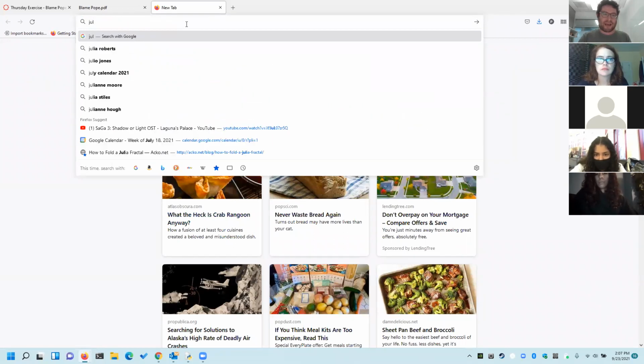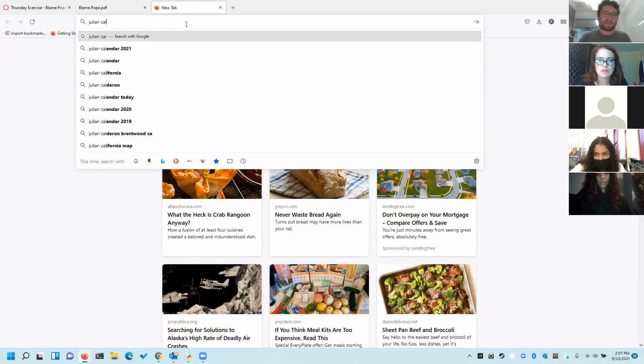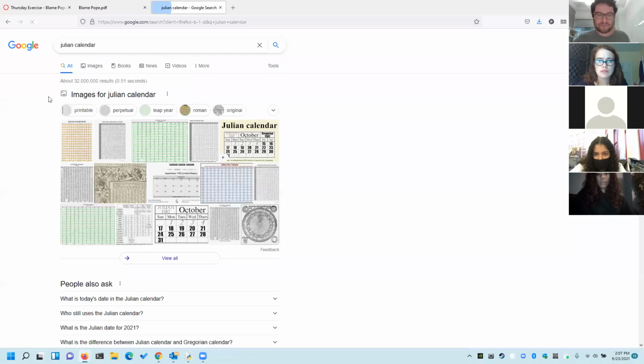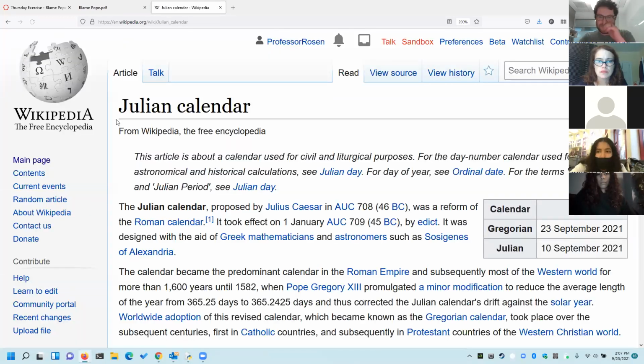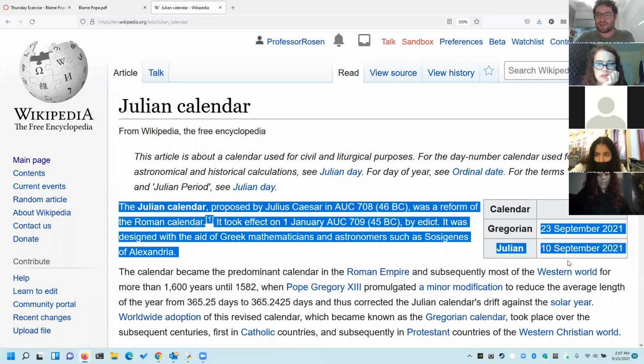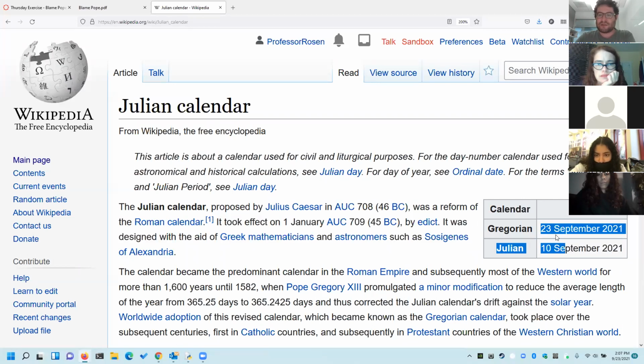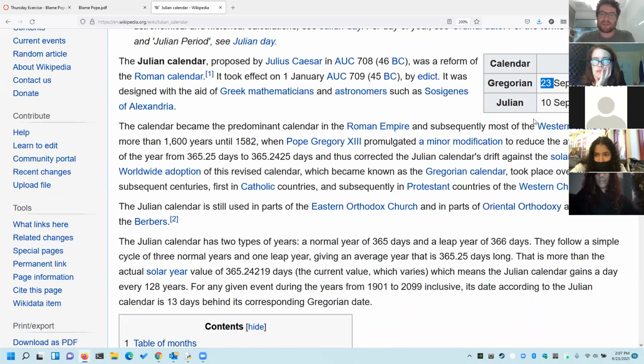There were calendars before the Gregorian calendar. We had the Julian calendar, which was proposed by Julius Caesar. That was a reform of the earlier calendar, and notice that there's a bit of a drift, where basically the Gregorian calendar is now 13 days ahead of the Julian calendar. The Julian calendar is still used by parts of the Eastern Orthodox Church and part of the Oriental Orthodoxy.